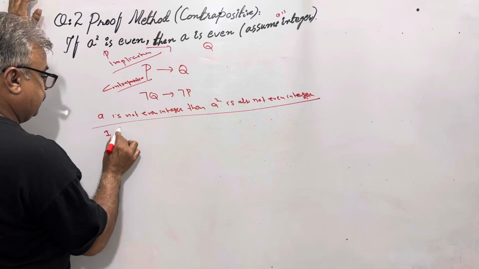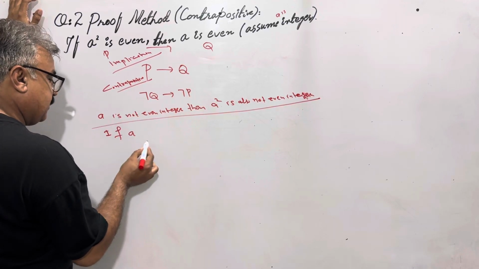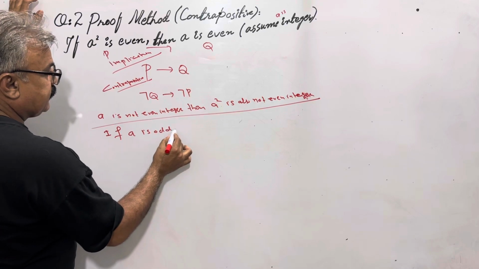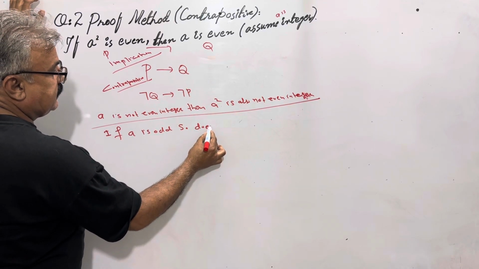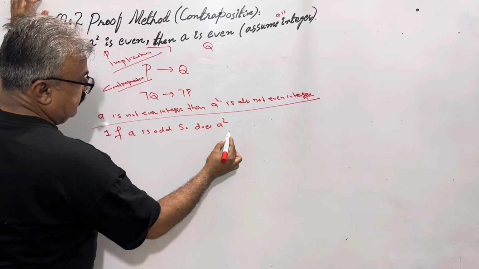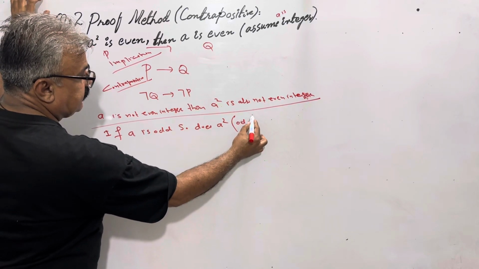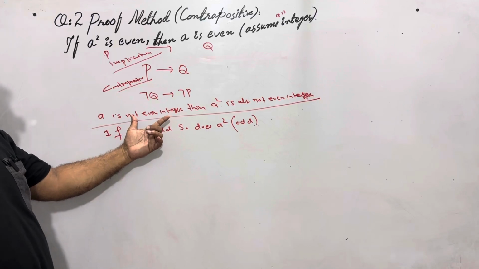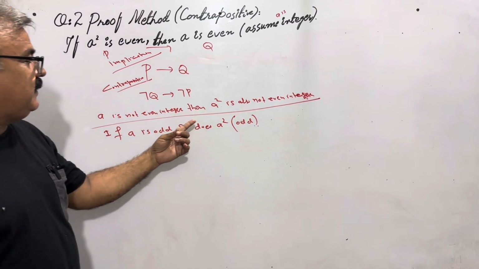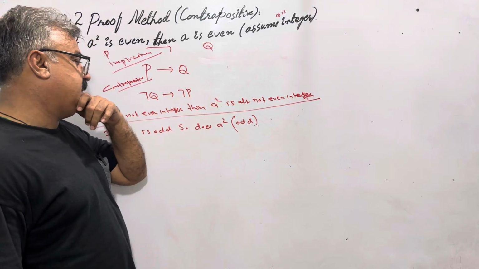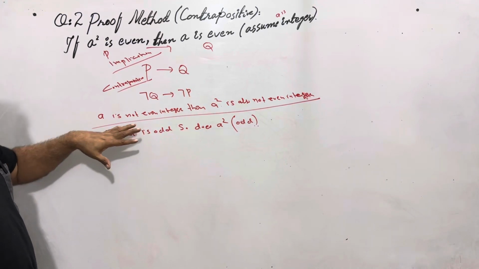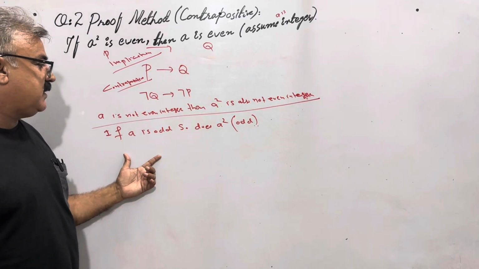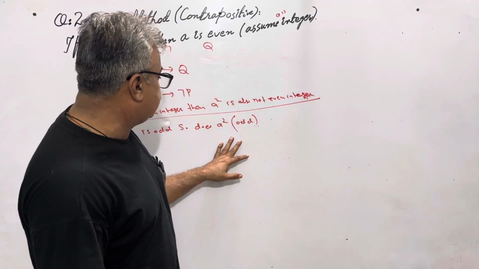If a is odd, not even means odd, where a is an integer, if a is odd, so does a square, means a square is also odd. It is the way of discrete mathematics to write a is not an even integer, then a square is also not an even integer, or it is given to us a is an integer, it is very safe to write if a is odd, so does a square.